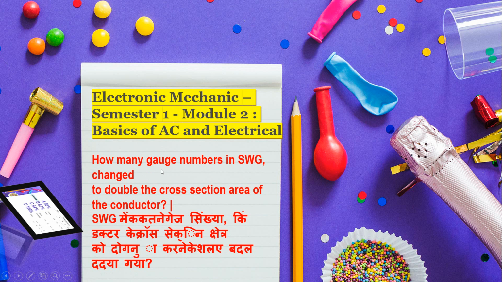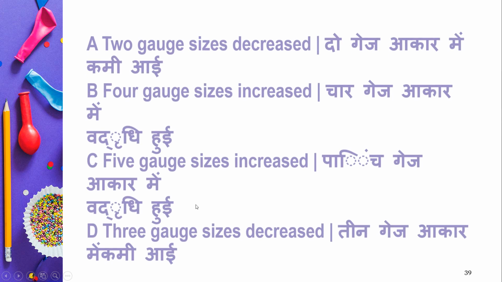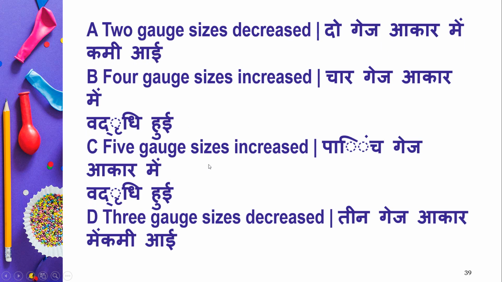How many gauge numbers in standard wire gauge must change to double the cross-section area of the conductor? This is a very important question. I will tell the answer directly and explain in the next slide. The answer is 3 gauge sizes decreased.